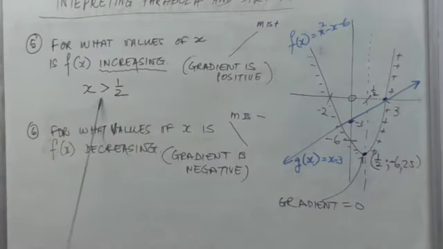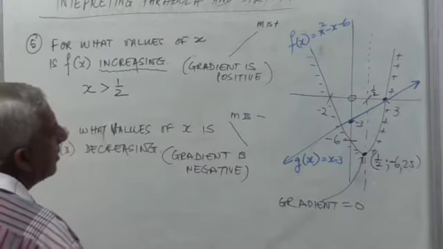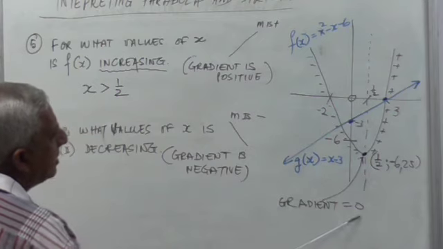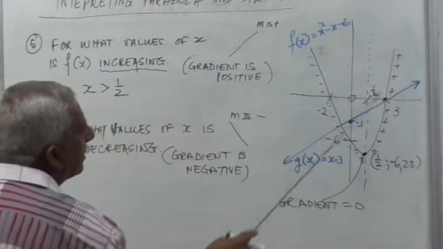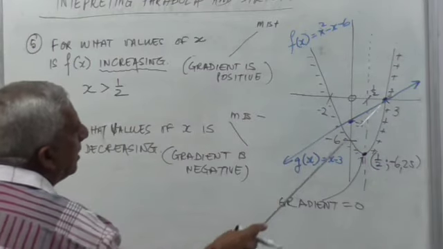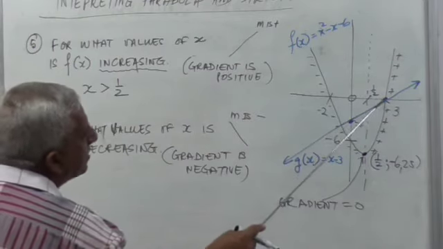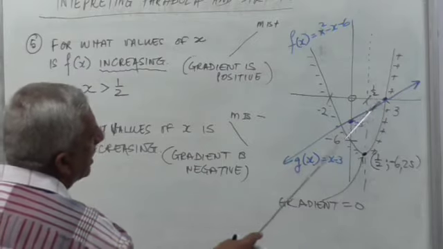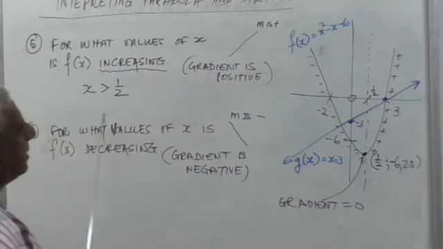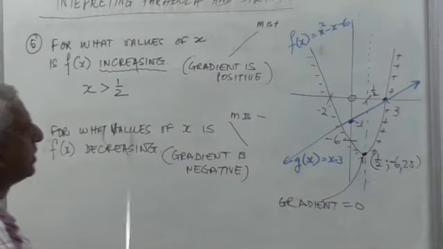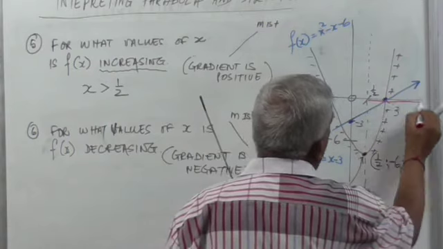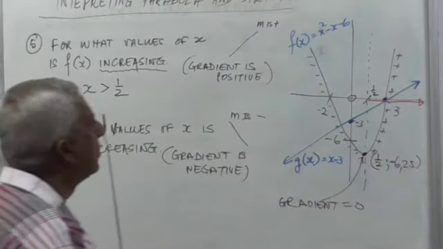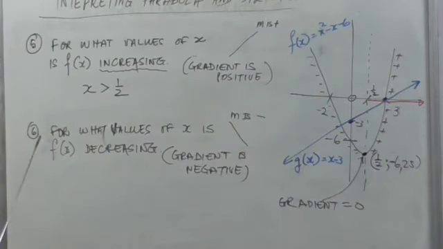You can't say equal to. If you say equal to, it means the gradient is 0. For half, the gradient is 0. But the gradient is increasing from here. The gradient is positive here. For what numbers? For numbers greater than half. So let me just put that answer in red for positive. So the gradient is positive for those answers, and those answers are x is greater than half.